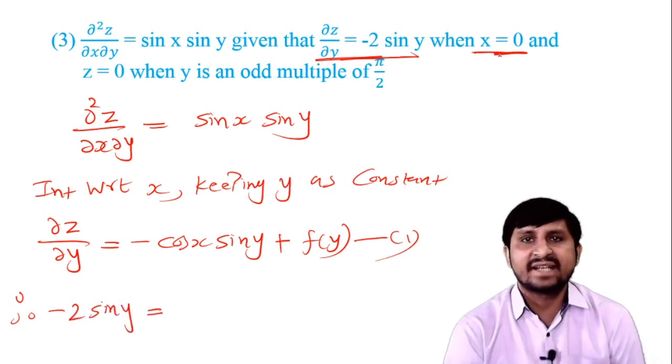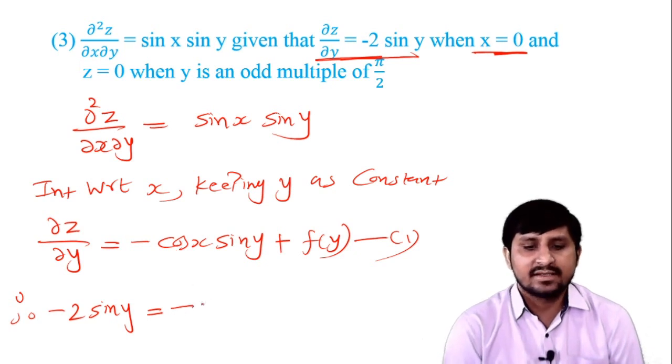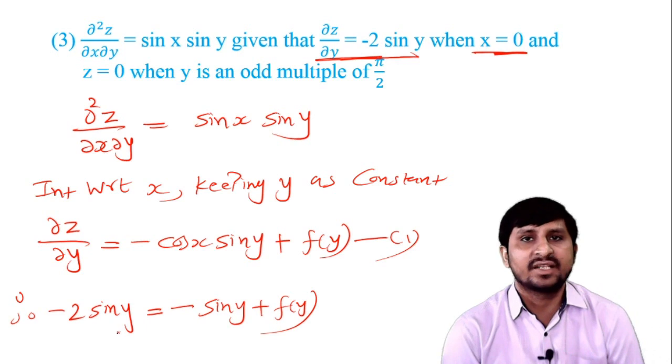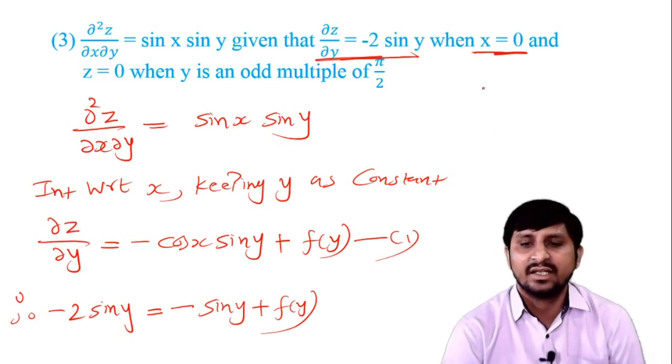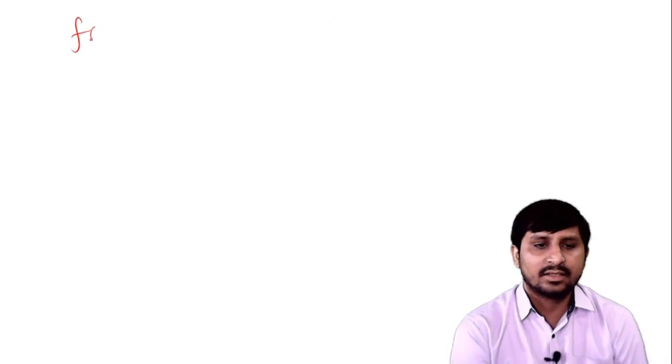Right hand side, put x is equal to 0. So minus cos 0, 1. So minus sin y plus f of y. So what is the value of f of y? F of y is minus 2 sin y plus sin y. So that is minus sin y. So f of y is equal to minus sin y.